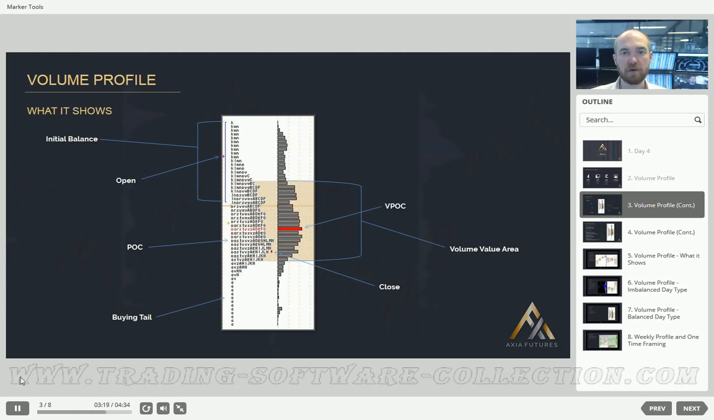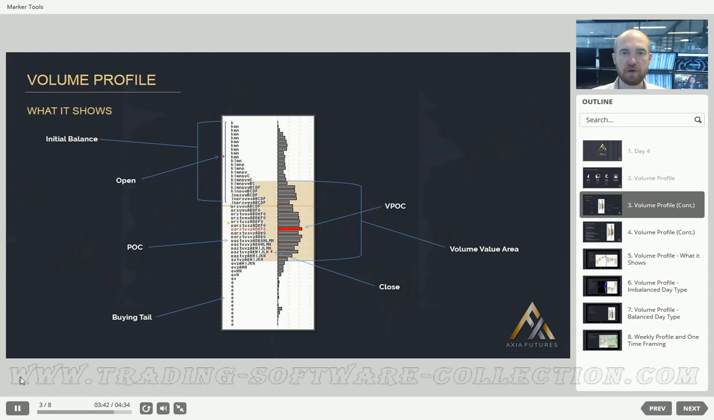And you have your point of control. That's the price where the most time has been spent. So the most different time periods have traded through that price. They're usually around about the same area, because generally if you spend more time in an area, more volume can build in that area as well. So they're key areas to watch out for. The market will often gravitate back towards them, particularly if they're very prominent.